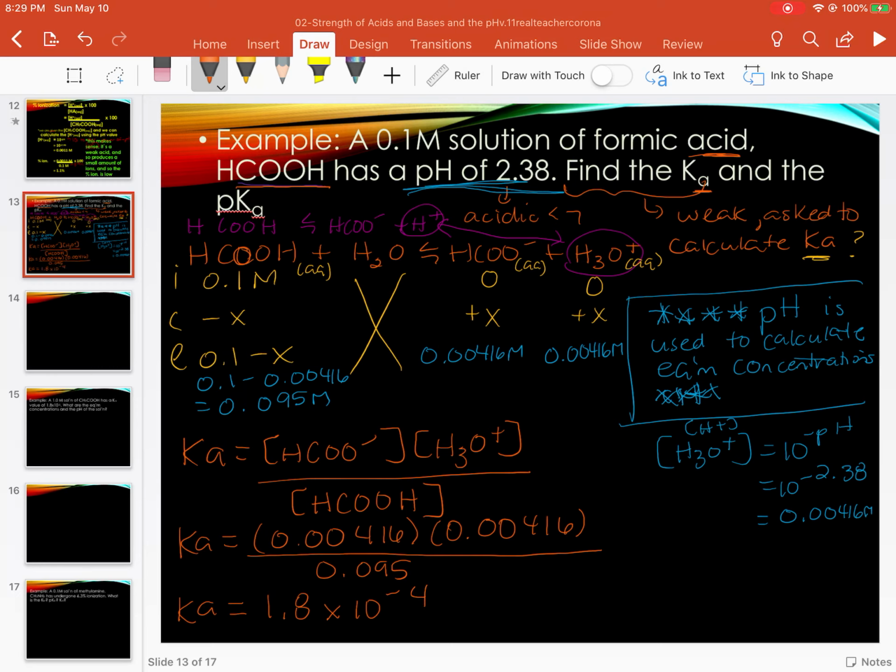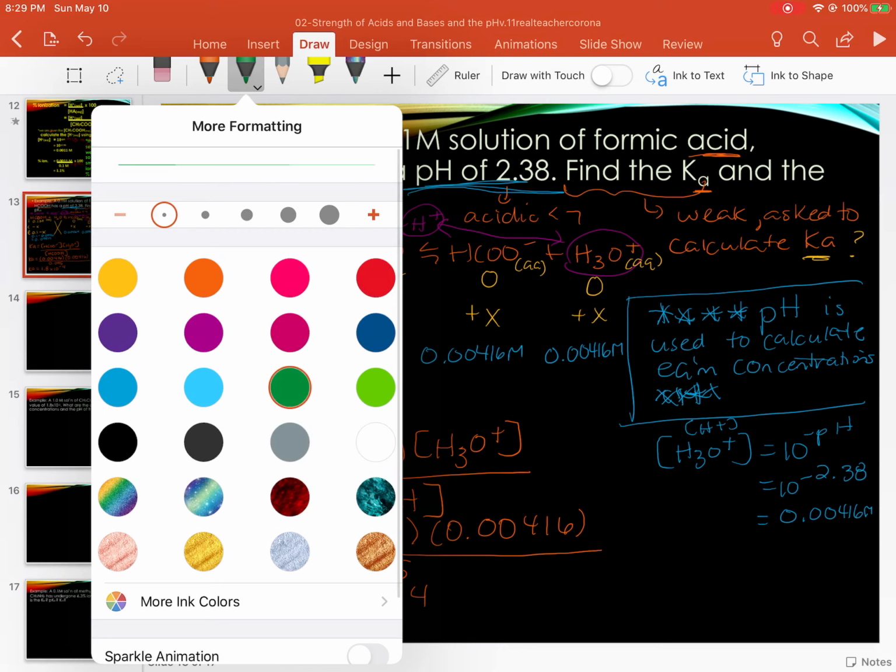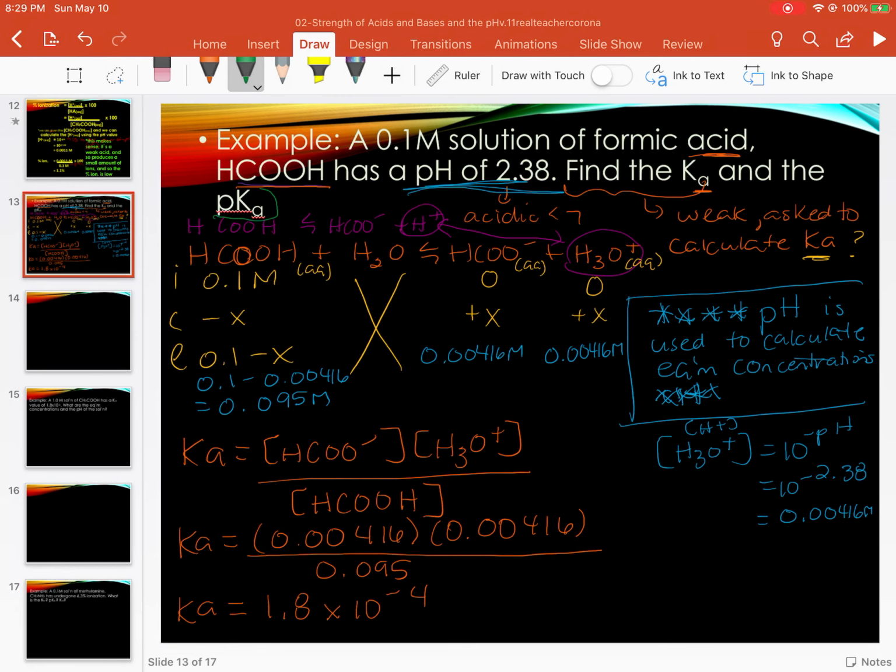Ka is 1.8 times 10 to the negative 4, which is pretty small. So that's probably a great value to have for a weak acid. And then there's another thing here it says to do, which is pKa. So pKa is going to be important when we talk about titrations and buffers.